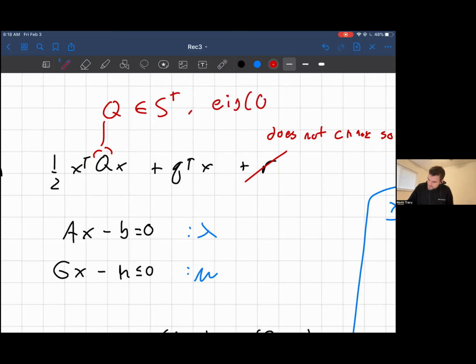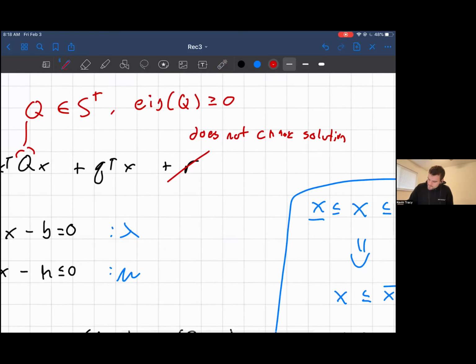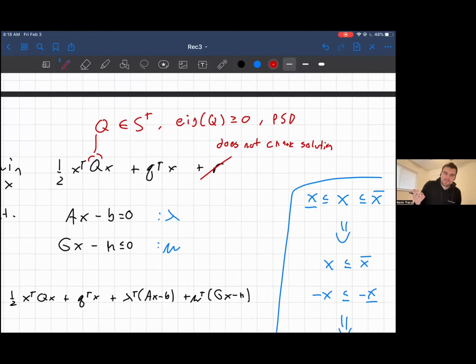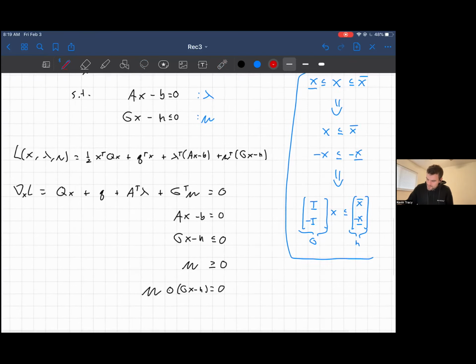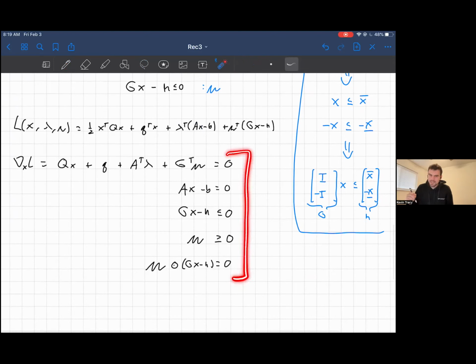This just means that eigenvalues of Q must be greater than or equal to 0. And you'll see this written as positive semi-definite, PSD. So that's how we know this problem is convex. So a QP is convex if the quadratic term Q in the cost function is positive semi-definite. Okay, back to this. So now we have our KKT conditions. And again, this is a convex problem. So we know that any local minimum is a global minimum. And this tells us that if we find any set of primal and dual variables that satisfy these KKT conditions, that means I have the global solution to the problem. So for QPs, we're looking for this.